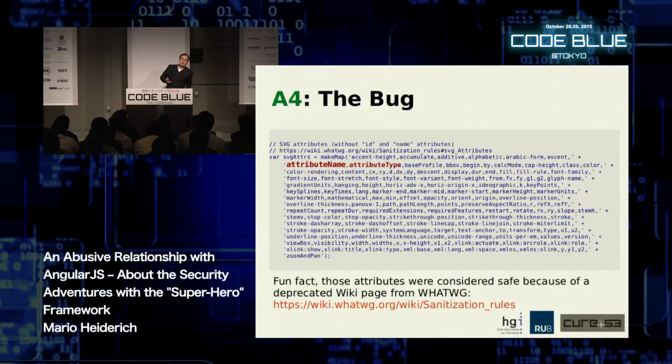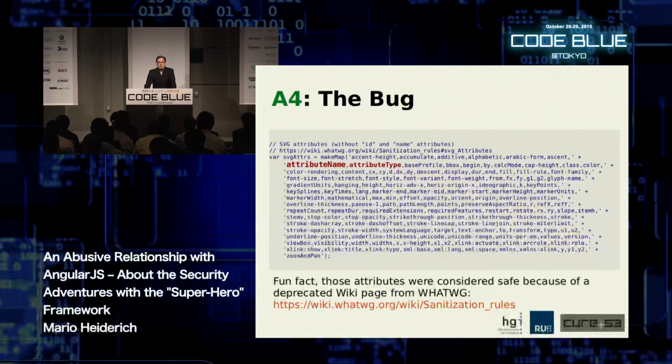As mentioned, AngularJS has a sanitizer. And we have already seen how to bypass the sanitizer. But those bypasses were all conditional. And we wanted to have something universal. I analyzed the sanitizer closely and realized that it's using a whitelist for attributes. And in this whitelist for attributes, they have two attributes that are very interesting. Attribute name and attribute type. Those are SVG attributes. And they allow us to cause cross-site scripting. How? We will see in a second.